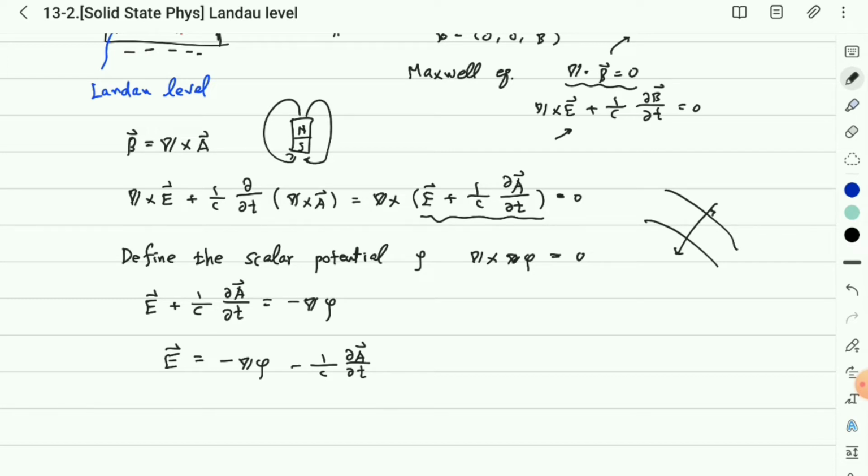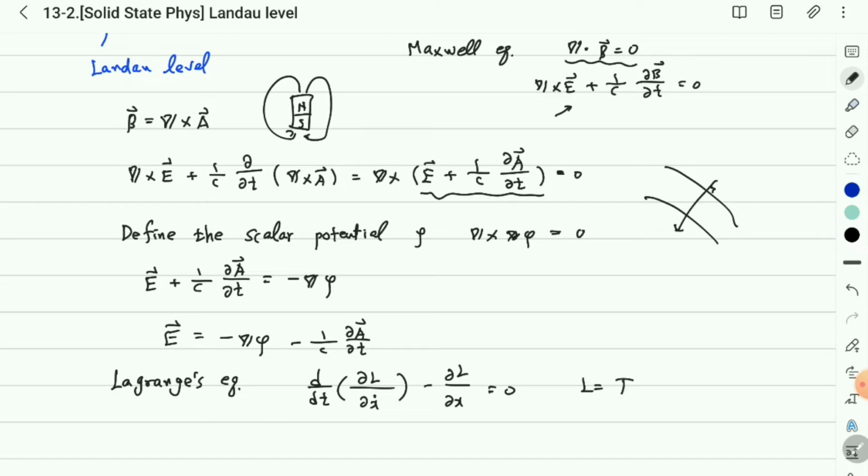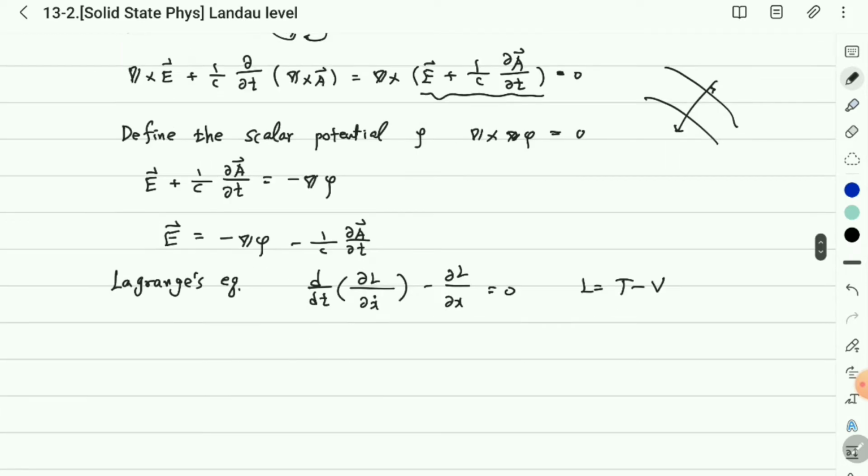description. And here in classical mechanics, the Lagrange equation is d/dt of the derivative of the Lagrangian with respect to velocity minus the derivative of the Lagrangian with respect to position equals 0. And here the Lagrangian means the kinetic energy minus the potential energy. And the force F equals ma.